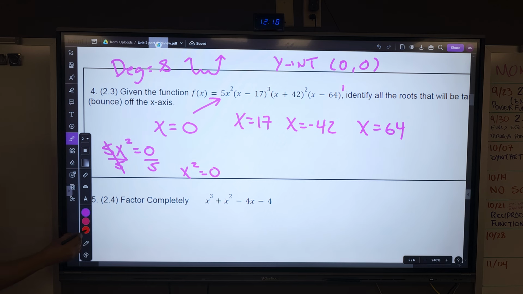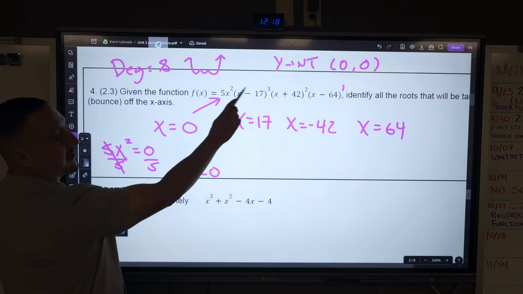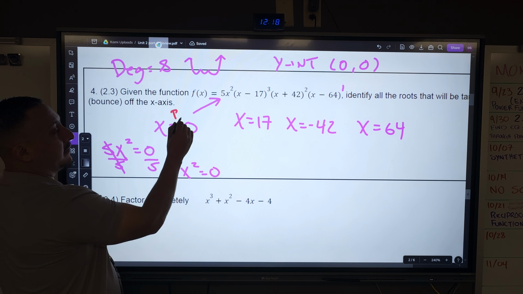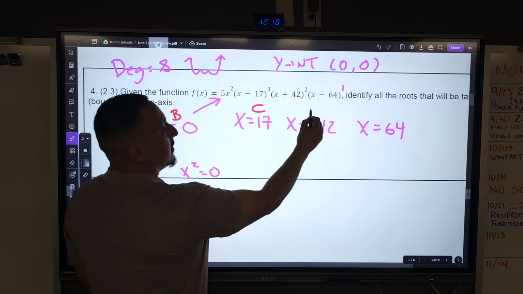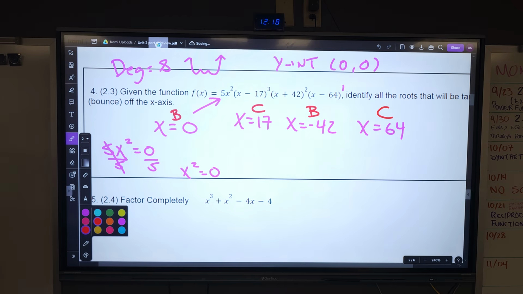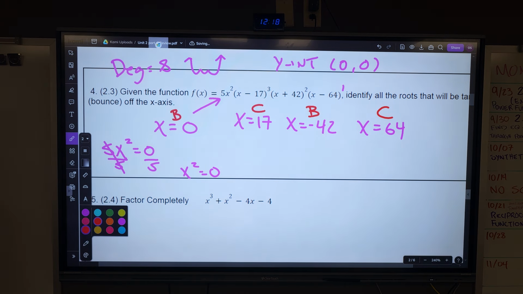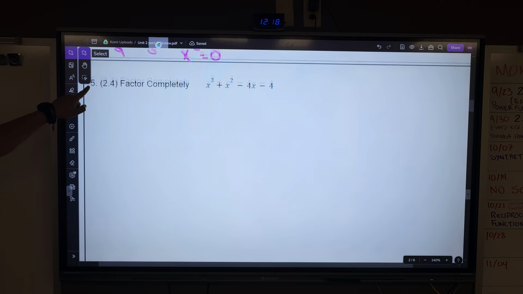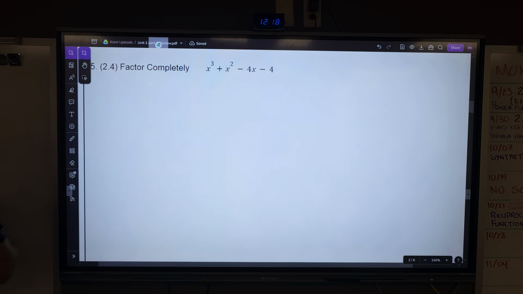And then they ask for multiplicities. So again, it's from the odd even. So bounce, cut, bounce, cut. On the test, they'll say intersect or tangent instead of bounce. Question on that one, guys? No, we're good? Okay.